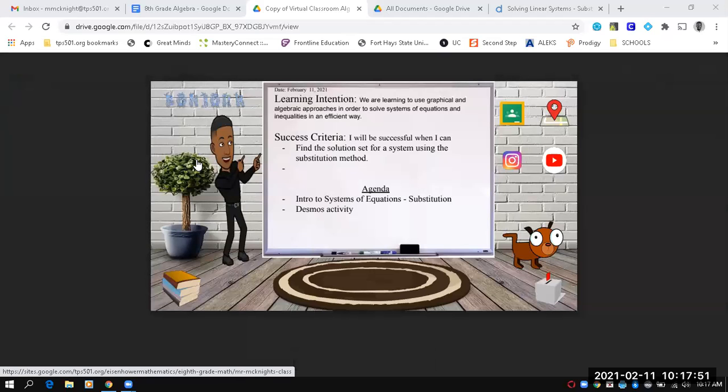All right, to continue, we're going to look at the last method that we're going to go over when it comes to solving systems of equations. We looked at graphing, we looked at the elimination process, and now we're going to look at the substitution process. Our success criteria states that I will be successful when I can find a solution set for a system using the substitution method. It is very, very similar to the elimination method. But let's get started.